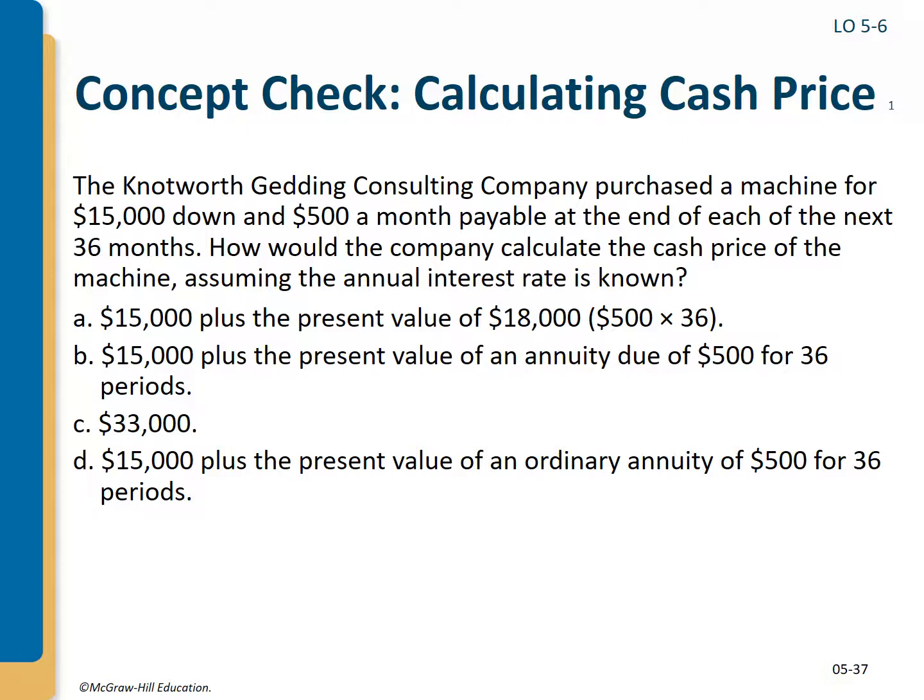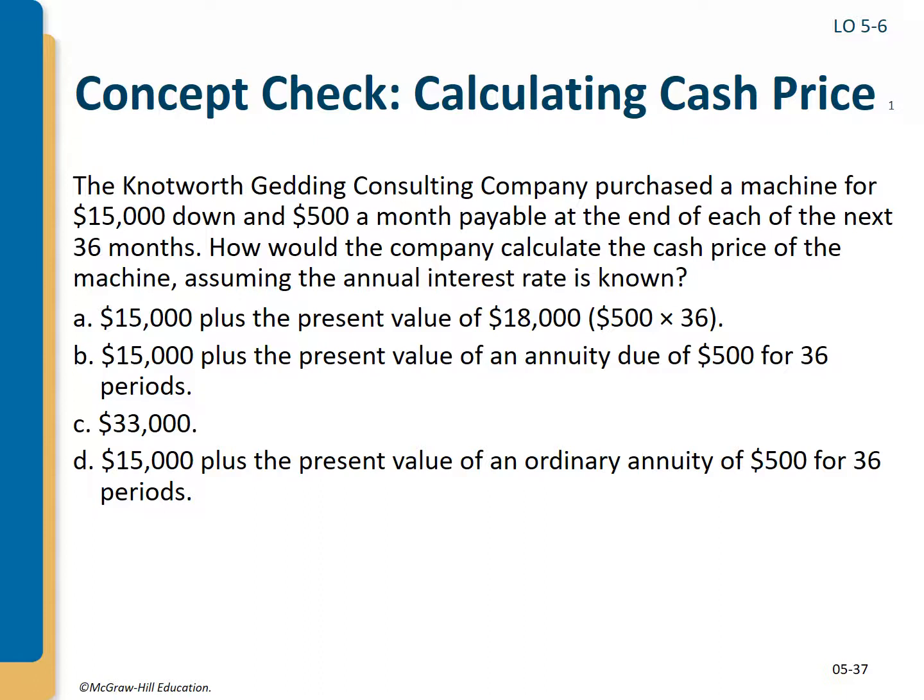Take a look at this. Not Worth Getting Consulting Company purchased a machine for $15,000 down. So today, at time 0, they put $15,000. Okay, so that definitely is part of the cost of this machine. They're going to pay $500 a month at the end of each month for the next 36 months.